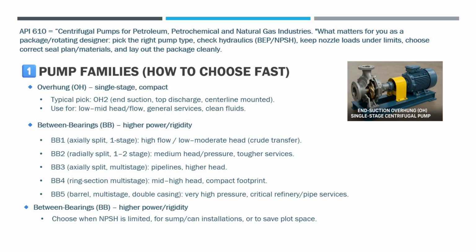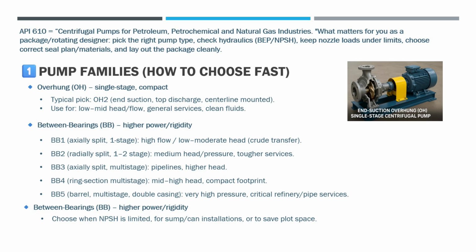Between bearings, BB, used for higher power and rigidity. BB1: axially split, one-stage, high-flow, low-head, e.g. crude transfer. BB2: radially split, 1 to 2-stage, medium-pressure services. BB3: axially split, multi-stage, pipeline and higher head. BB4: ring section multi-stage, mid to high head, compact footprint. BB5: barrel, double casing, multi-stage, very high pressure, critical refinery or pipeline service.